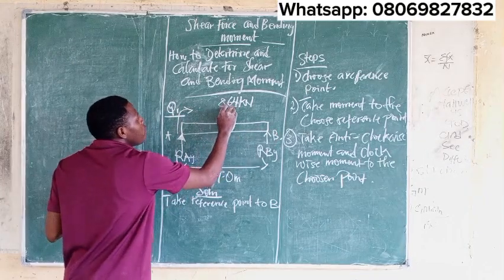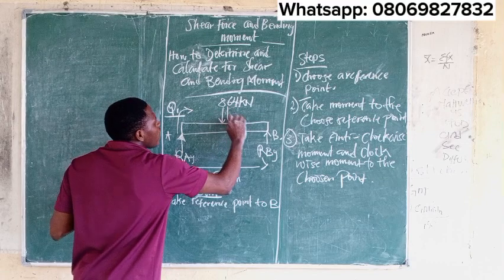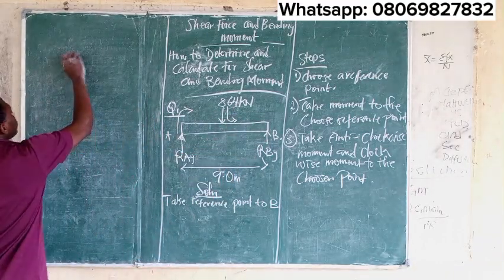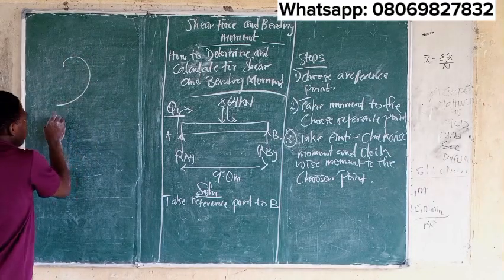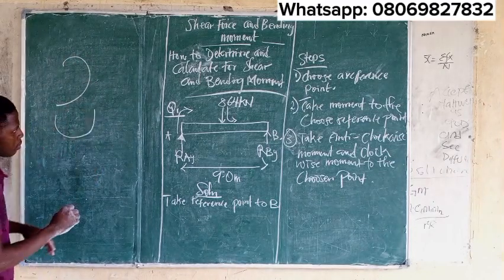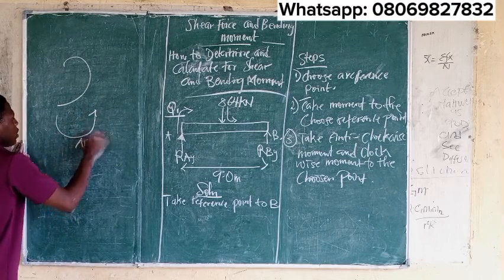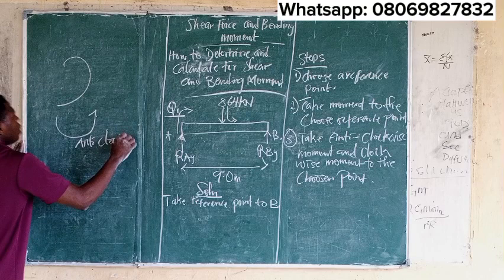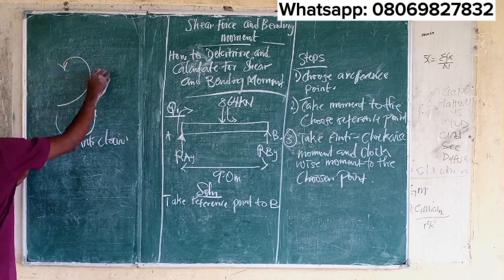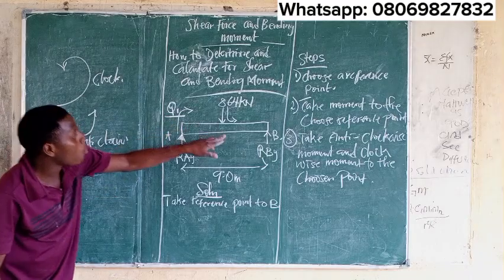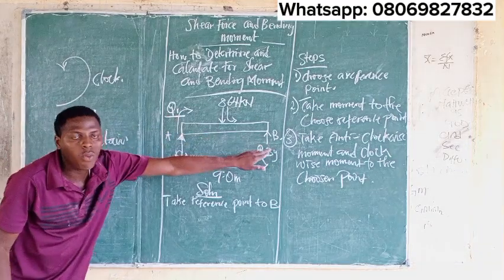And we are taking moment from this point, which is anti-clockwise, to this point. We know that when we are taking clockwise is moving like this, anti-clockwise is moving like this. Now, this is anti-clockwise. This is clockwise. Now, we are taking clockwise movement and anti-clockwise movement.